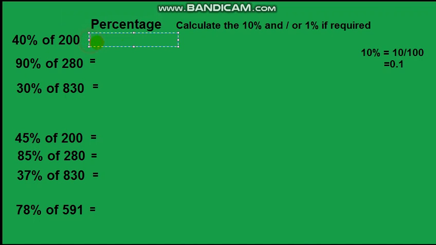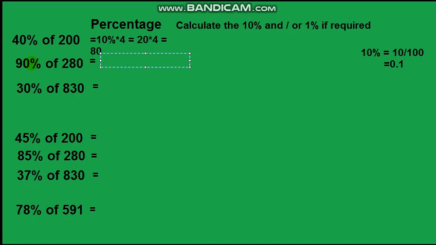Okay, so we'll start the problems now. We have to calculate 40% of 200. What is 10% of 200? 10% of 200 is 20. Now we have to calculate 40%, so we multiply 10% by 4. So 10% of the number, 20, multiplied by 4, and the answer is 80, right?